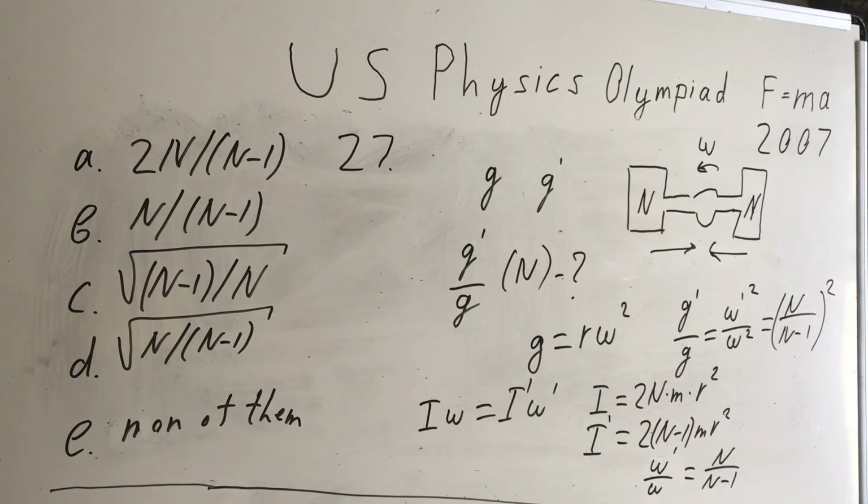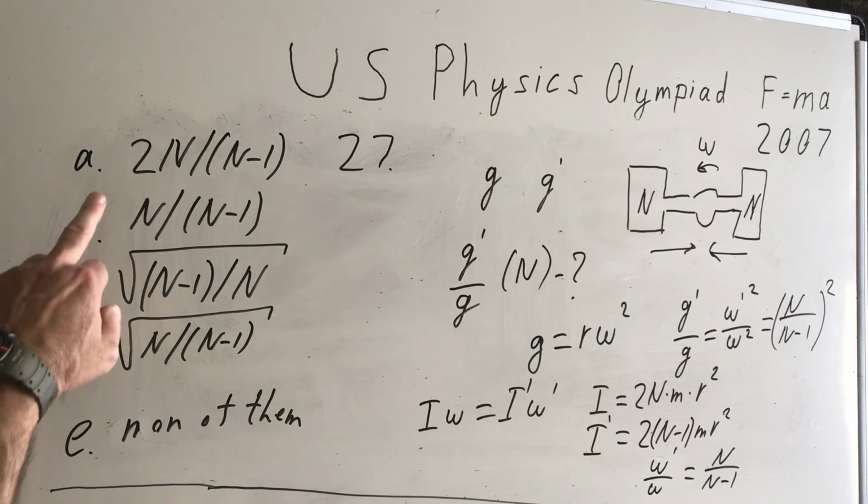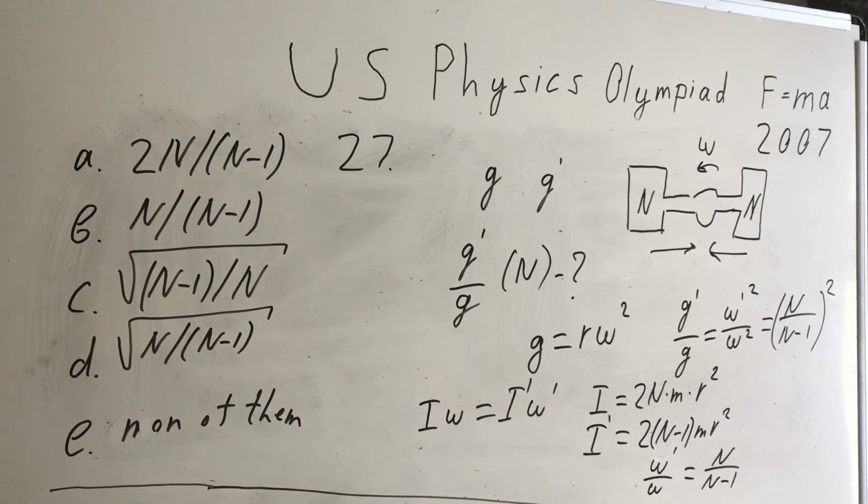If we check the options, we see that none of these options are our solution. It means that the correct answer is E, none of them.